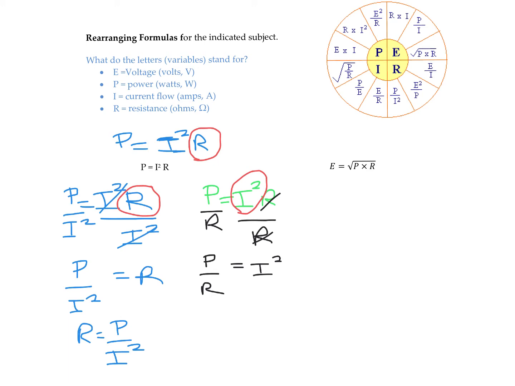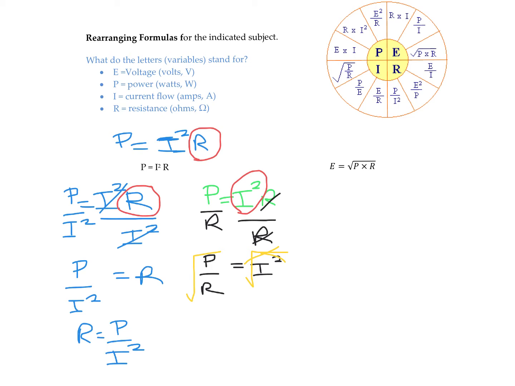We need to solve for I. And the opposite of a square in math is the square root. So if you want to get the I by itself, you need to do another step. I take the square root of both sides. That will allow me to cancel the root sign and the square sign.